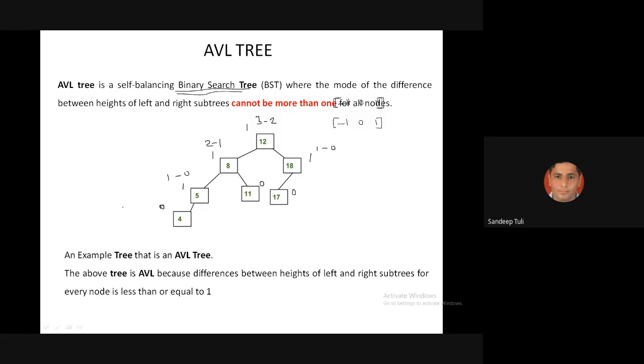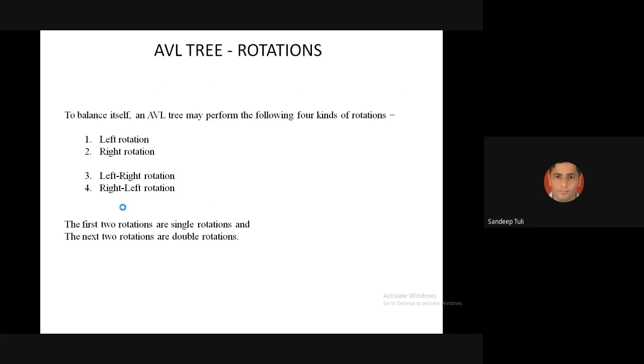So an AVL tree is a self-balancing binary search tree where the height of the left and the right subtrees cannot differ by more than 1 for all the nodes. Sir, is it compulsory that the tree follows binary search tree properties? Yes, it is compulsory. For an AVL tree, it should follow the binary search tree property. Okay.